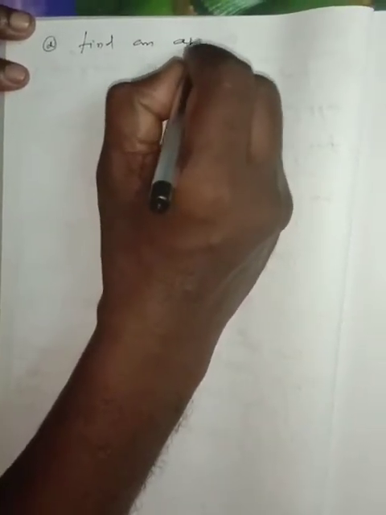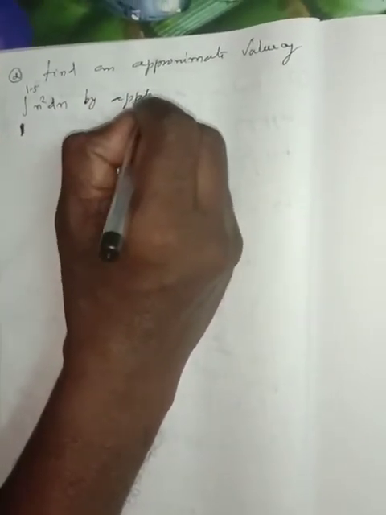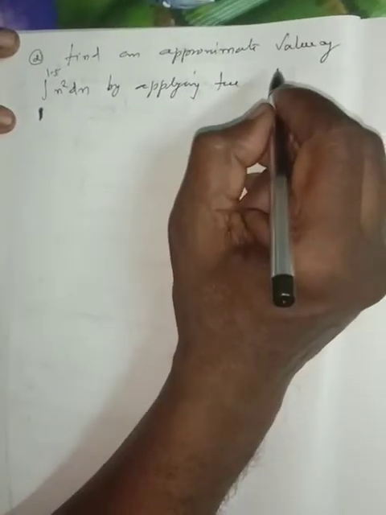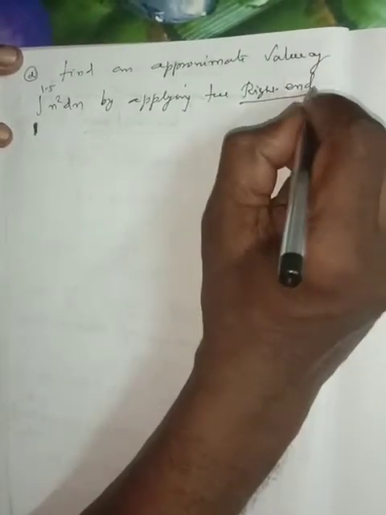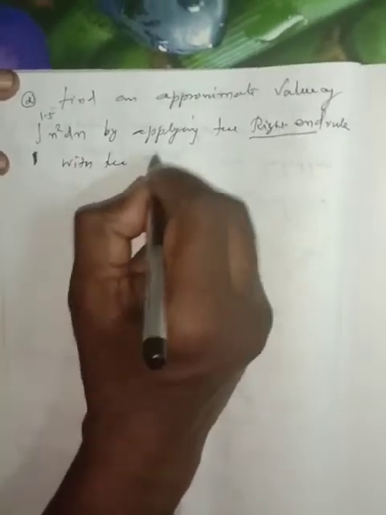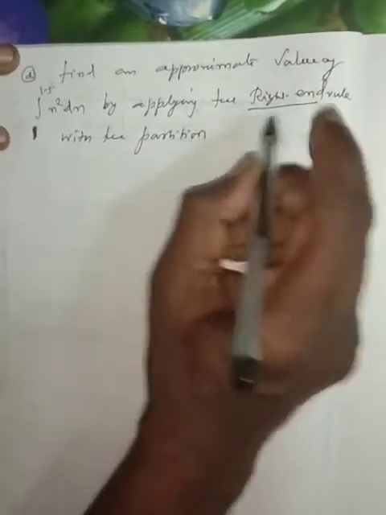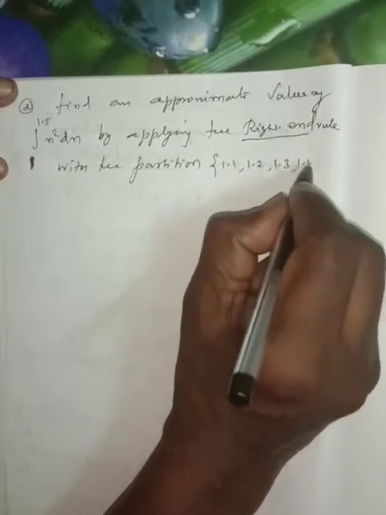Find an approximate value of the integral from 1 to 1.5 of x square dx by applying the right hand rule, with a partition 1.1, 1.2, 1.3, 1.4, 1.5.